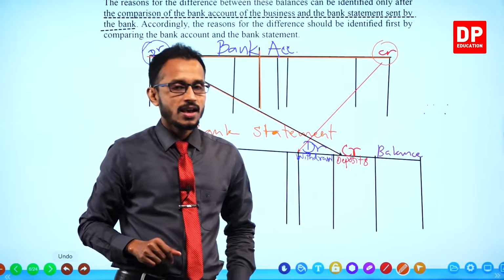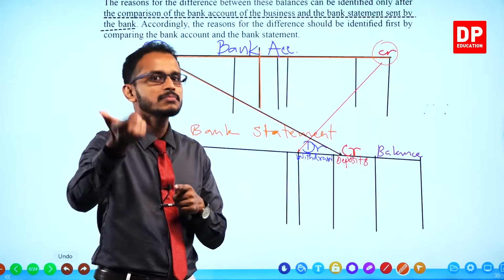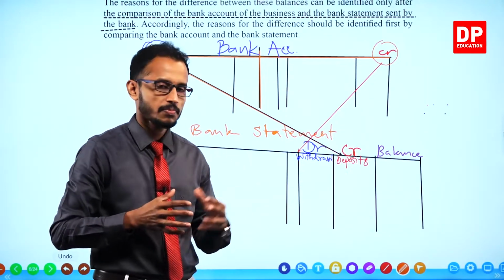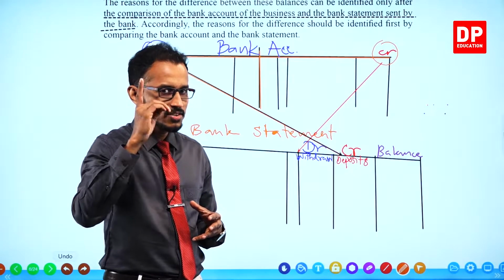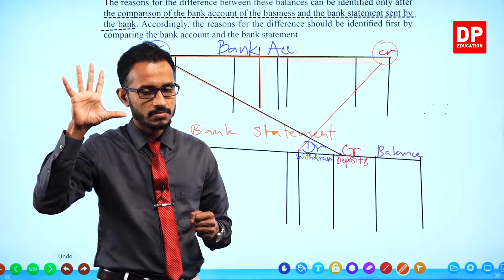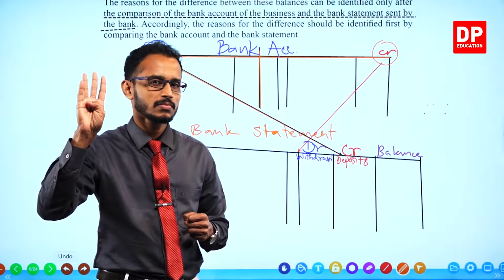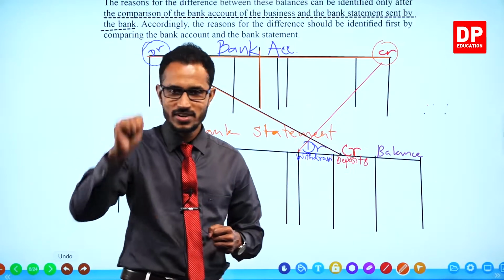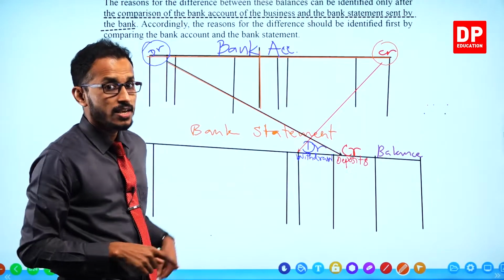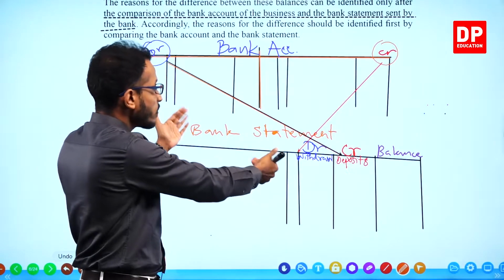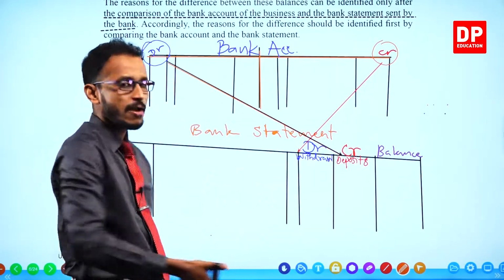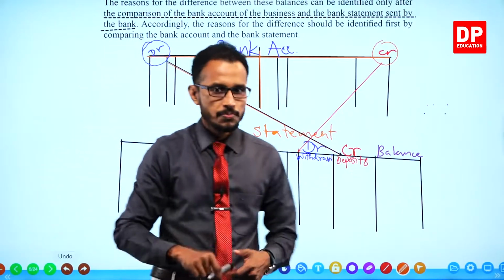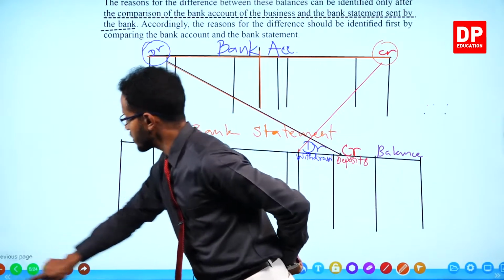Now, children, a quick flashback to the video which we did before this one. How many reasons did we learn? 4? 4, right? No, we learned 5 reasons. For those reasons only, now we are comparing the bank account and bank statement. If you don't remember the reasons, these were the reasons.